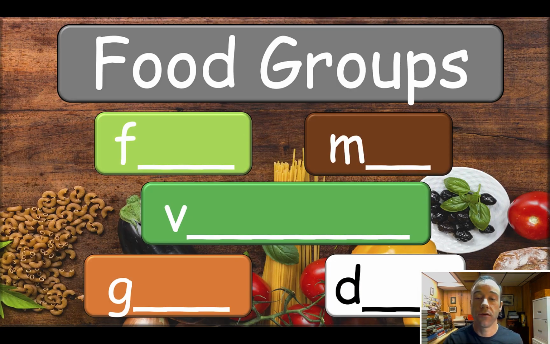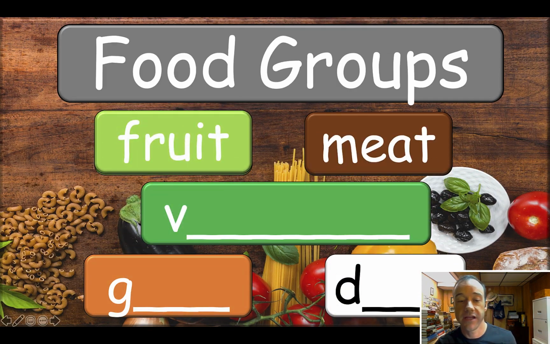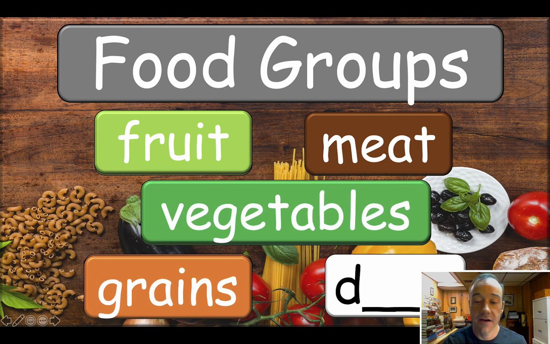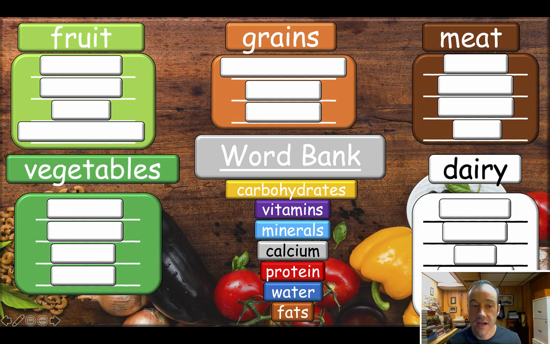So again, here are the food groups: fruit, meat, vegetables, grains, and dairy. And then we have this big thing here. A good way to do this, you can just have the kids raise their hand and tell you to review what nutrients each one of these food groups is a good source of. They already have it in their notebooks. They just have to raise their hand and read it out of their notebook. They can see it here.